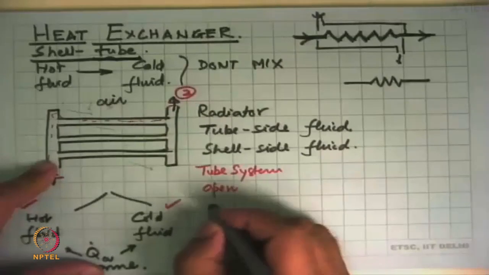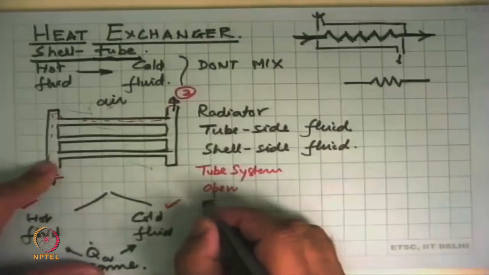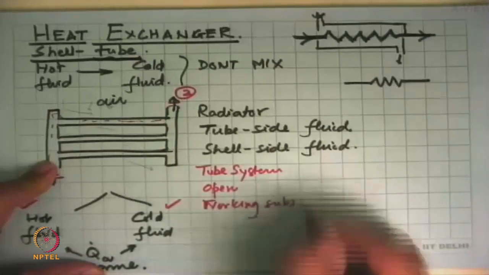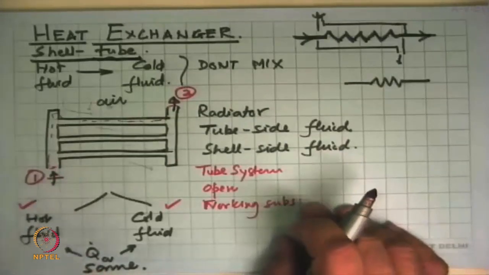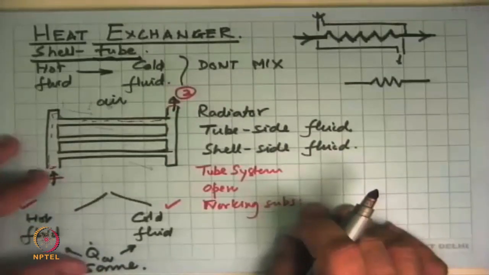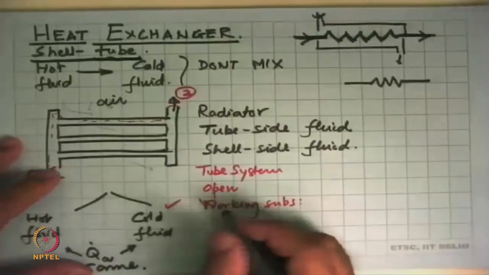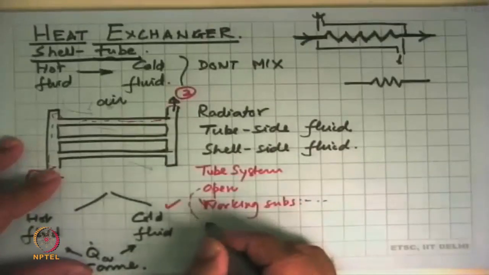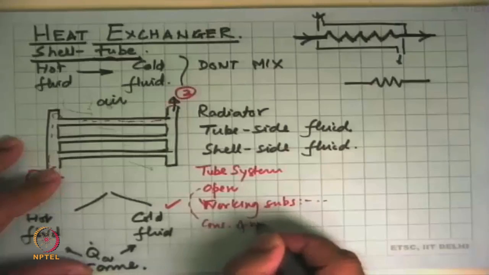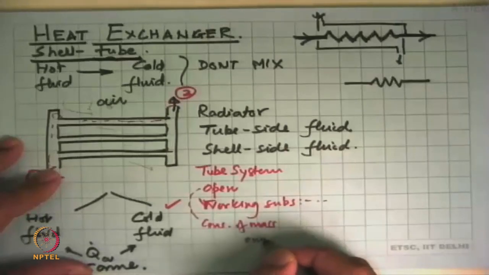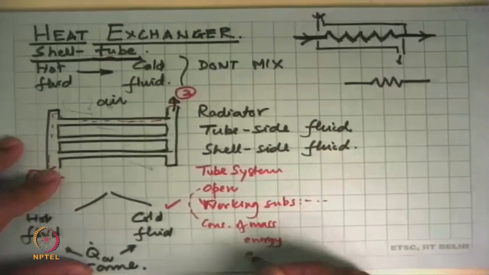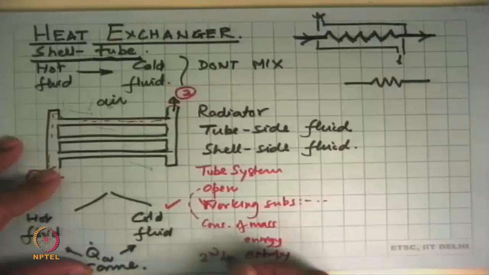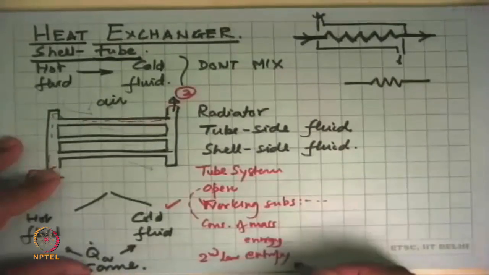Once we do that, the next thing is to determine what the working substance is. Is it water, or a coolant, or some oil, whatever that may be. That tells us where to get the properties from. Once we know that this is an open system, we know that we have to write conservation of mass, then the conservation of energy, the first law, and the conservation of entropy equation, the second law. This is what I need to solve.